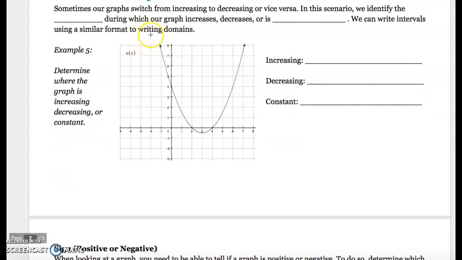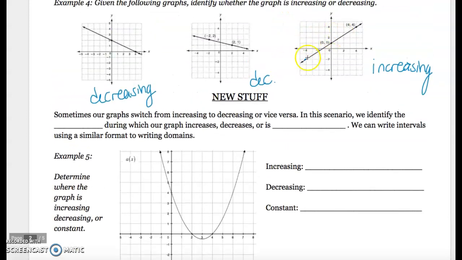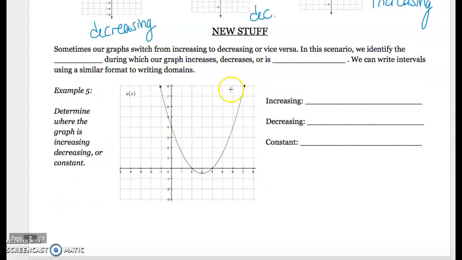All right, so sometimes our graph switches from increasing to decreasing or vice versa. So up until now, we've only dealt with graphs that have gone only up and only down. But if you have a graph that does both, in this scenario, we identify the intervals during which our graph increases, decreases, or a new one, it could remain constant, which means that you would just have a line that's going perfectly horizontal. This would be constant. This isn't going up or down. We write intervals using a similar format to writing domains. So I'm going to show you some examples of that right here.